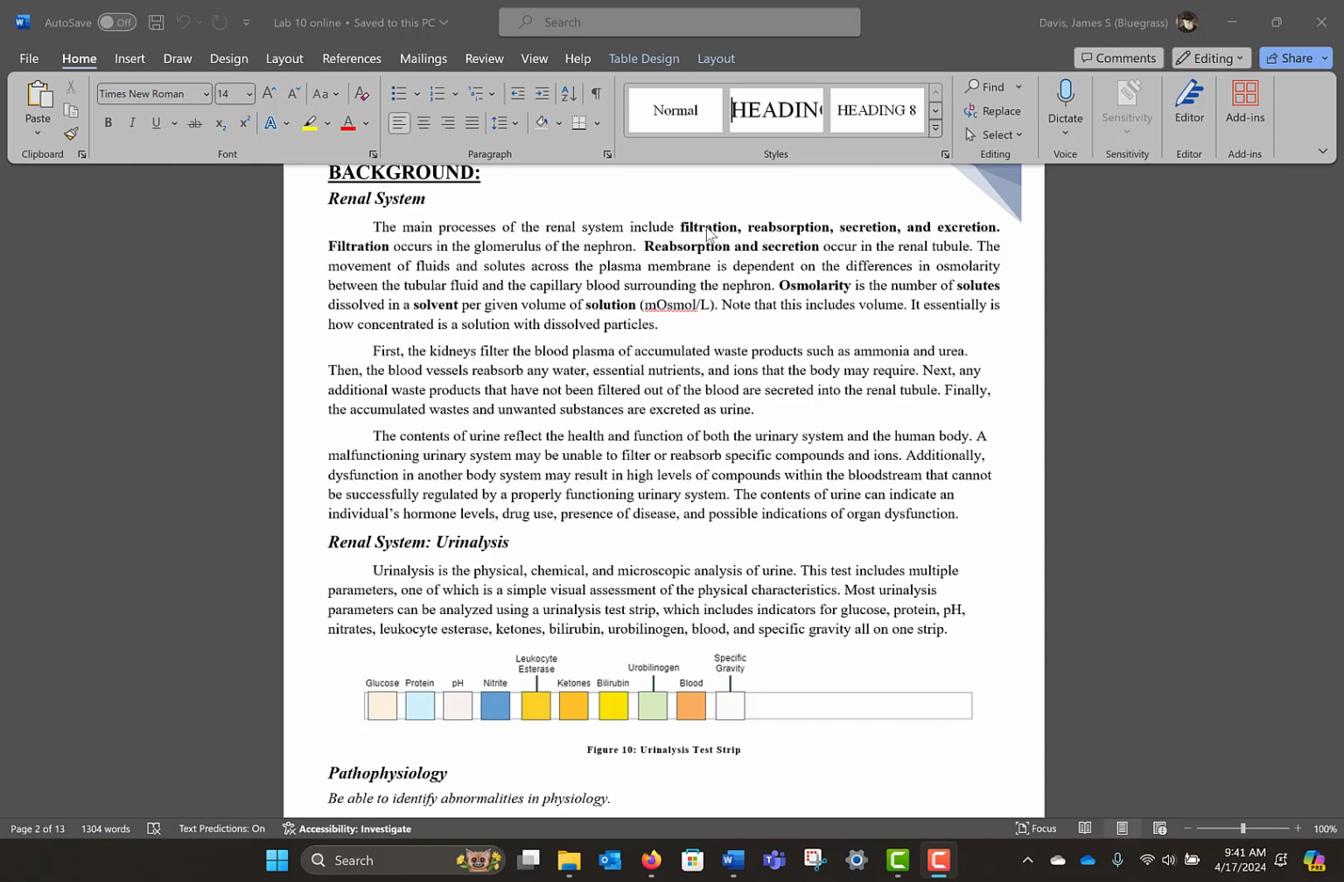So filtration is the first process of taking substances out of the blood, ultimately to make urine. But let's be a little bit more specific. In the kidneys, there are small units called nephrons, and nephrons are the functional unit of the kidney. There are roughly 1 million of them in each kidney.